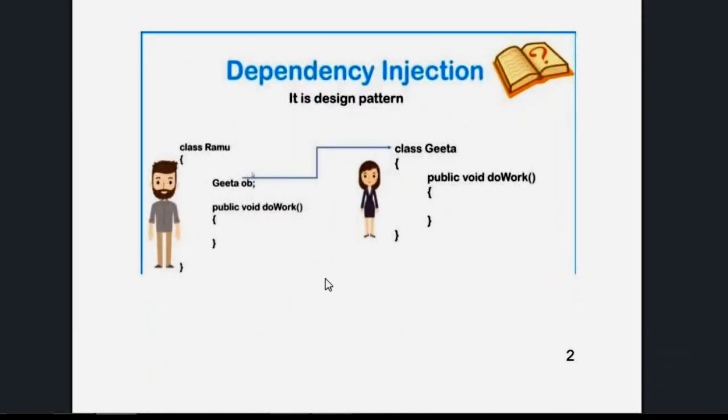If you want to define dependency injection, basically it is a design pattern. You know what a design pattern is; we have done it in J2EE. It is an optimized solution for a commonly recurring problem. So this dependency injection is a design pattern which creates the object of one class into another class, wherever there is a requirement of the object.